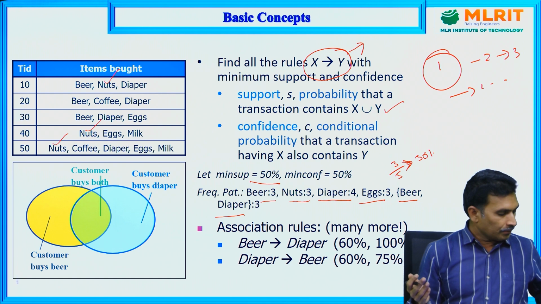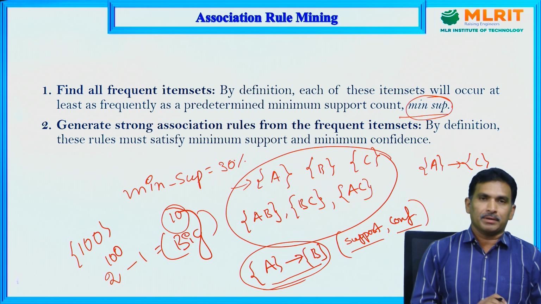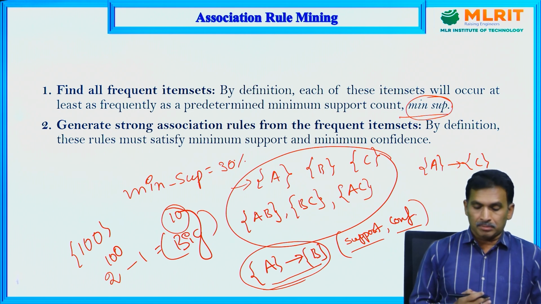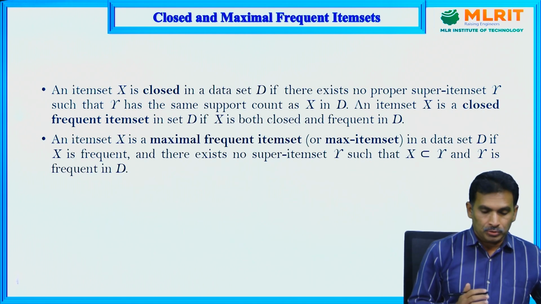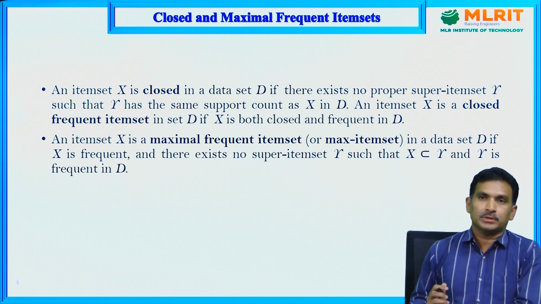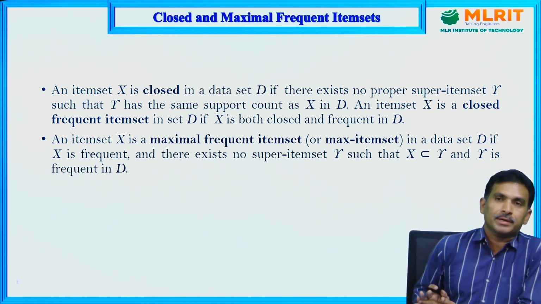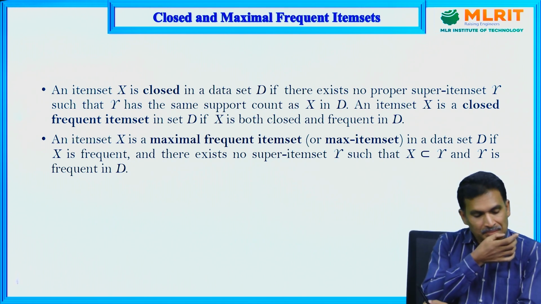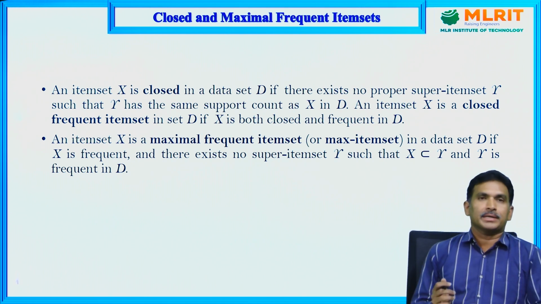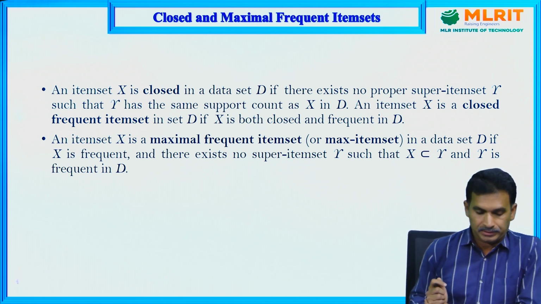To overcome the problem of the overwhelming number of frequent item sets when we specify a very low minimum support threshold value, other alternative solutions were introduced. Those are closed and maximal frequent item sets. So let us try to understand what we mean by a closed item set, or closed frequent item set, and maximal frequent item set.